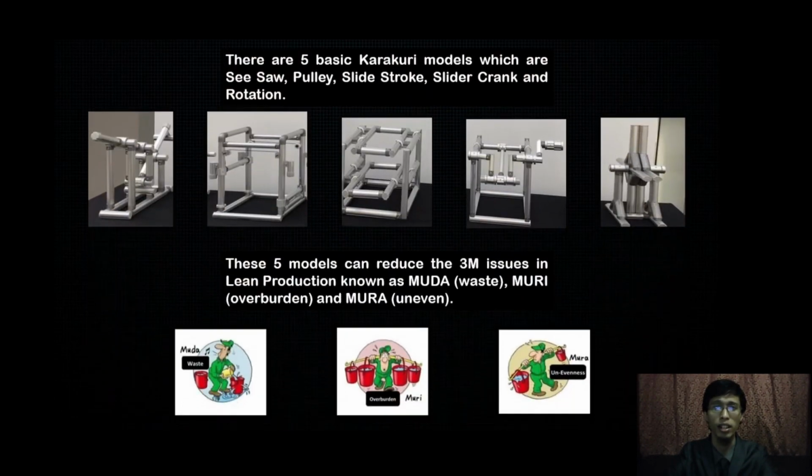There are 5 basic Karakuri models which are seesaw, pulley, slide stroke, slider crank, and rotation. These 5 models can reduce the 3M issues in lean production known as muda or waste, muri or overburden, and mura or uneven.